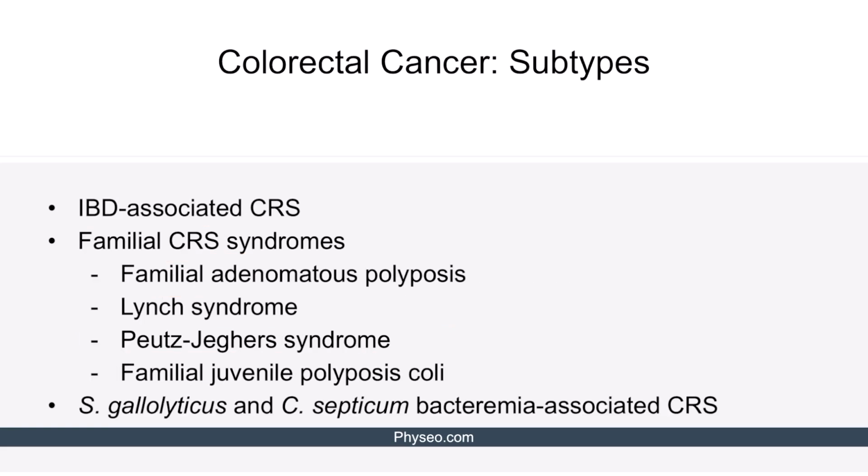Now, next, we're going to discuss some highlighted subtypes of colorectal cancer. Those include colorectal cancer associated with inflammatory bowel disease, familial colorectal cancer syndromes, so that involves familial adenomatous polyposis, Lynch syndrome, Peutz-Jeghers syndrome, and familial juvenile polyposis coli. And lastly, we'll talk about colorectal cancer associated with two different types of bacteremia, Streptococcus gallolyticus and Clostridium septicum.